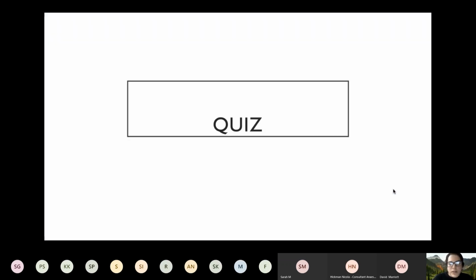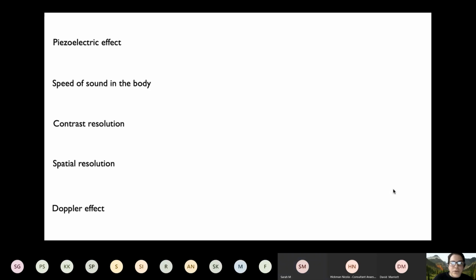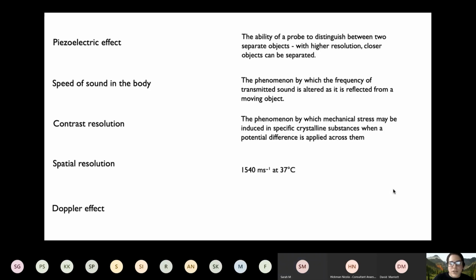I thought we'd start with a little quiz, which isn't really going to work if everyone's muted. So I'm just going to read out the questions, pause, and then tell you the answers. I've got an extended matching question here, just to whet your appetite for ultrasound. These are all important terms when it comes to ultrasound. The piezoelectric effect. Have a think as to what the answer is, and then I'll tell you.